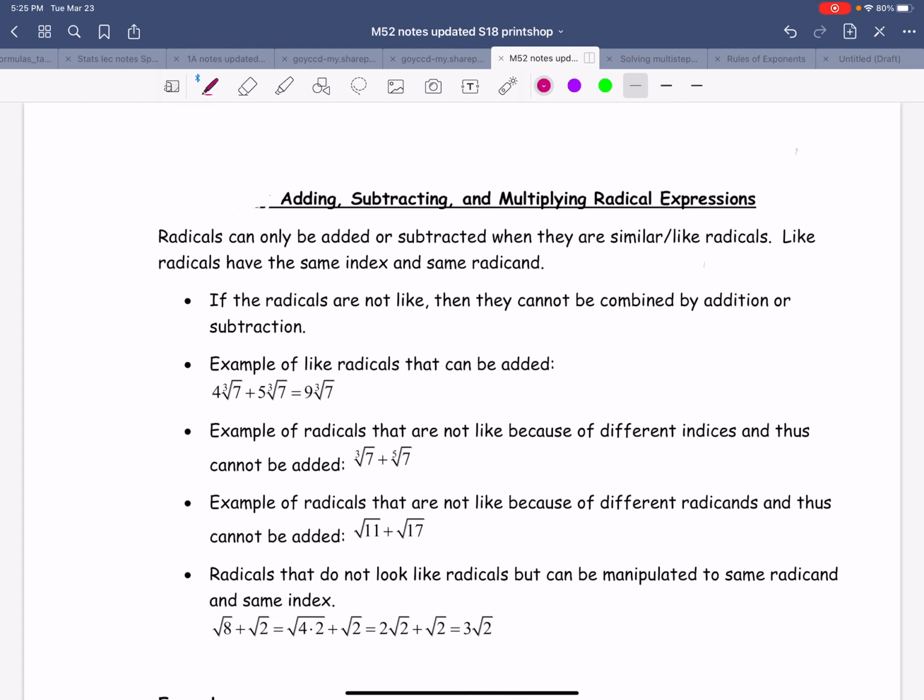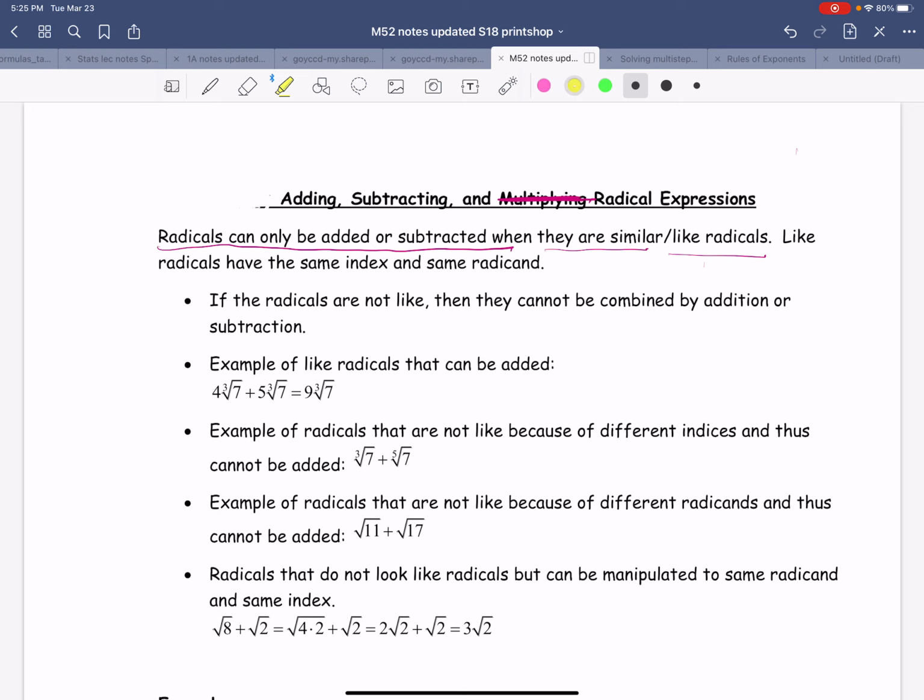In this video, we're going to look at adding and subtracting radical expressions. In the next video, we will look at multiplying radical expressions. So our focus right now is only adding and subtracting radical expressions. Radicals can only be added or subtracted when they're similar, or like, radicals.